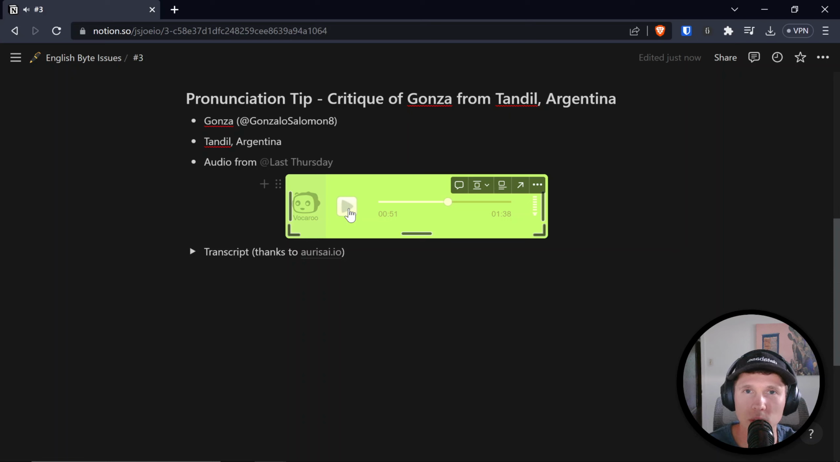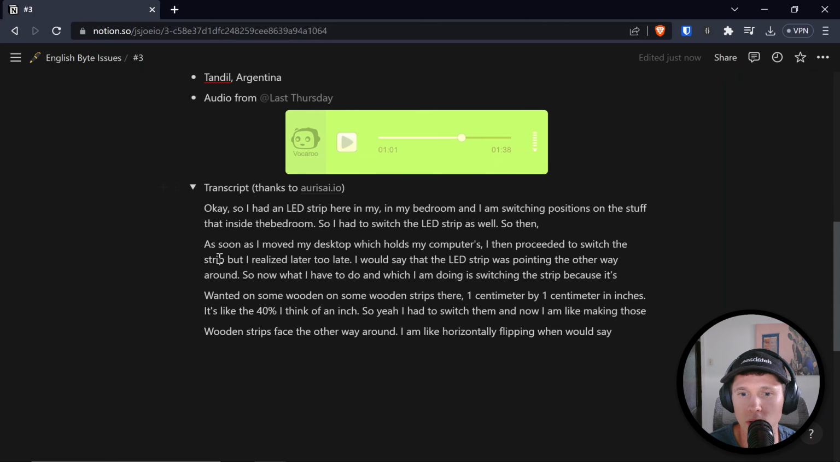So he's kind of switching here, which is cool because he almost sounds British, and maybe that's what he's going for. But if not, there is a little bit of switching between the two. What I have to do, and which I am doing, is switching the strip because it's mounted on some. It's mounted, right? So there's something there with the intonation, right? So again, we're at a minute here, so I'm gonna pull up the transcript and kind of read through it as naturally as I can.